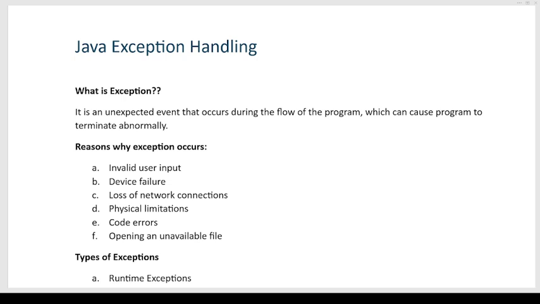So basically, whenever we run a program and some unexpected event occurs during the flow of the program, that will terminate the program or show some error. Abnormal termination of the program, we can say it is an exception. In simple terms, whenever we are running any program and something unexpected happens, there is some exception occurred. There are various reasons why exception happens.